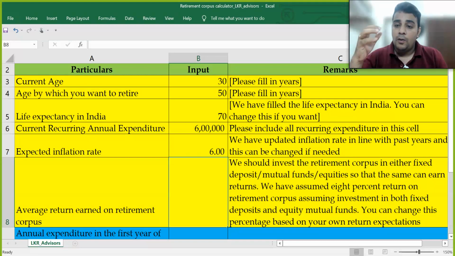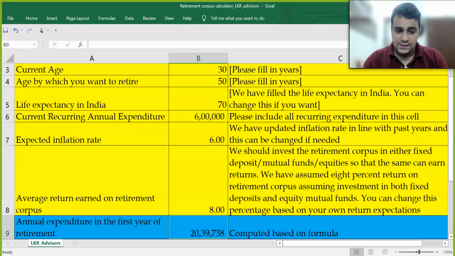Now whatever money you generate for your retirement, that is, by the age of 50 you will have an amount, that money needs to be invested. If you invest in a fixed deposit, you can get a return of 5%, post tax 4-5%, sometimes 6%. If you invest in an equity mutual fund, you can get a return of 10-12%. So I am taking an average, which is 8%. Once this is done, the calculator will automatically tell you how much money is needed.